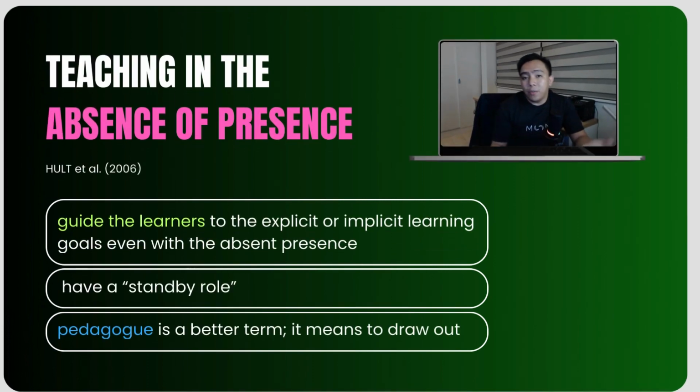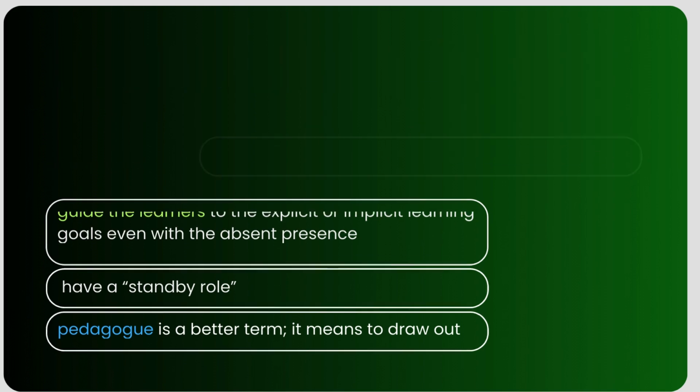So there's this study from Holt et al. It talks about teachers guiding the learners to explicit or implicit goals even with the absence of their presence. And they're called invisible teachers. There are ups and downs, don't get me wrong. But here, the teachers have a standby role. And their study made a claim that the word teacher might not even be appropriate, and suggested that the word be pedagogue, because etymologically it means drawing out from someone, like the students, for example.